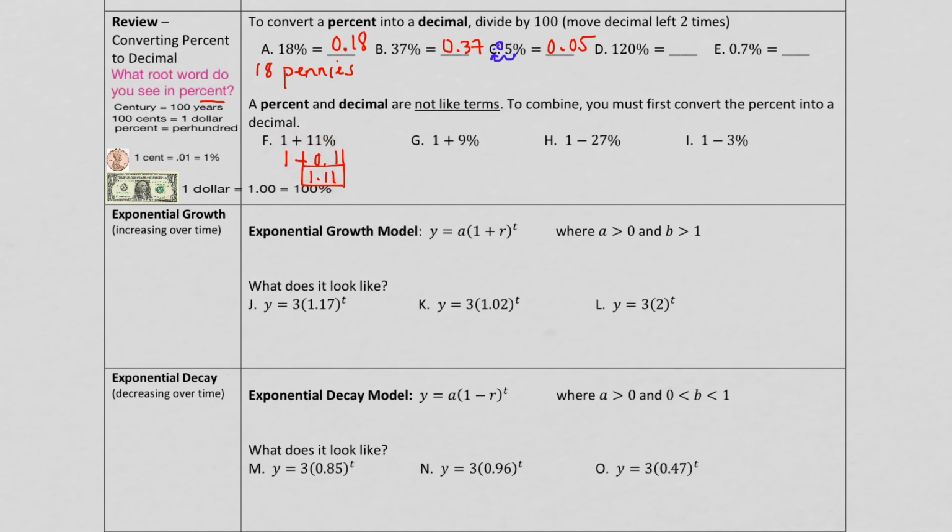Now in terms of subtraction, it's the same idea. So if I said, what's 1 minus 3%? It's like me saying if I have $1 and I take away 3 pennies, then I'm going to have 97 cents left over in change. Okay, notice how I think of it as money, and it should hopefully make more sense.